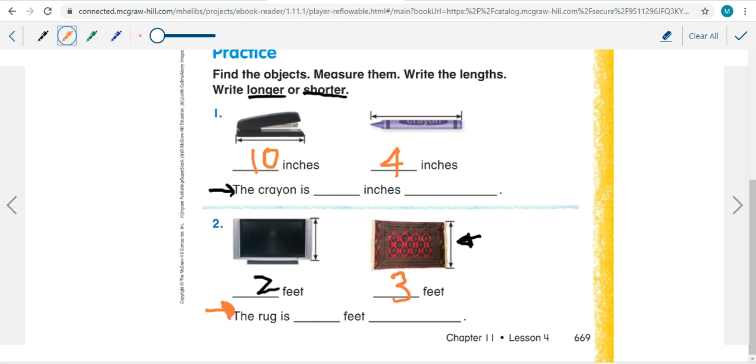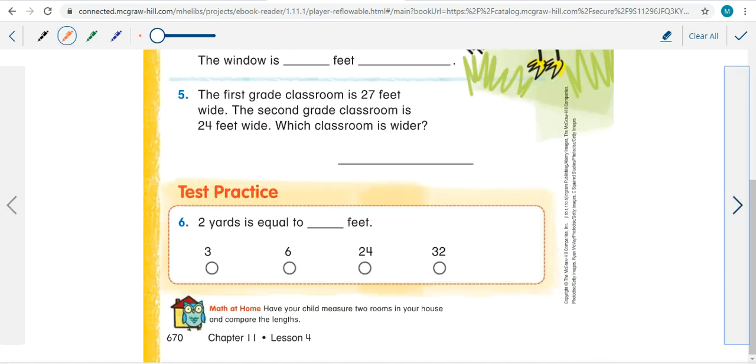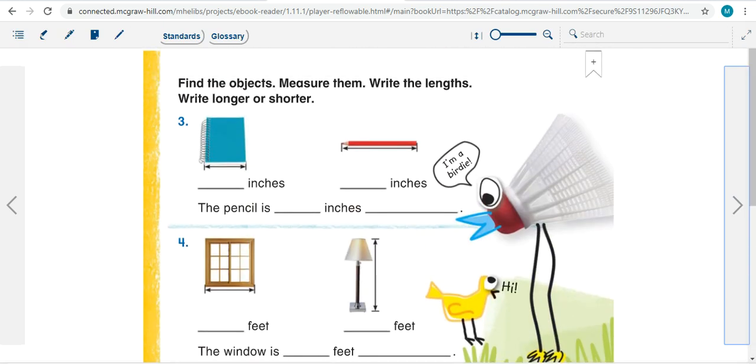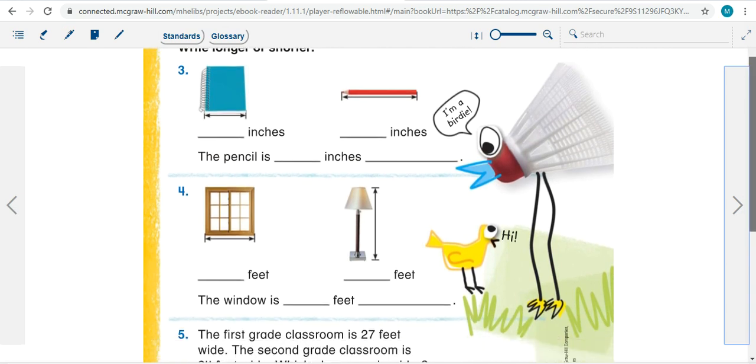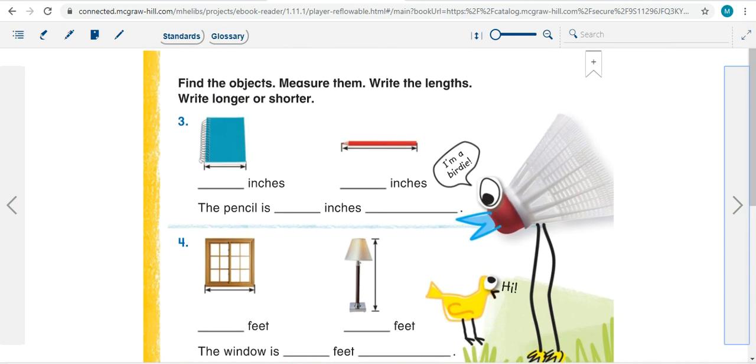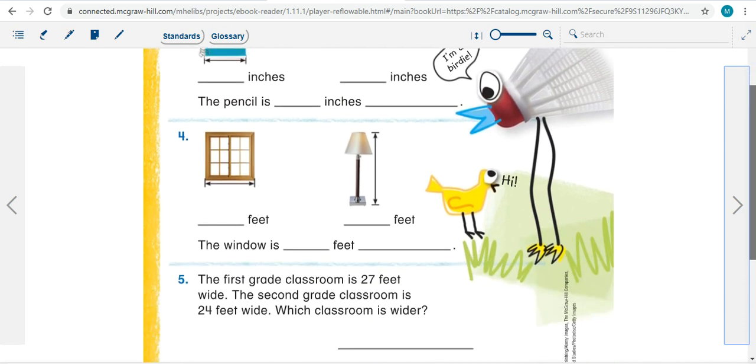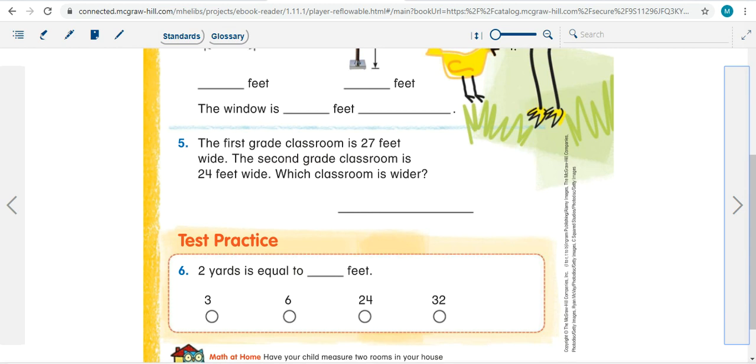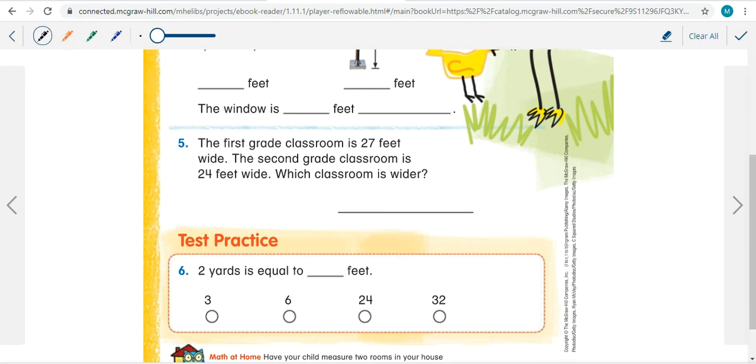Which object is first? Turn your page, please. And the last page, on this one, you're going to do the same thing. You're going to find the difference by subtracting, and you're going to write longer or shorter on each one. Number 5. The first grade classroom is 27 feet wide. Remember, wide means ancho.